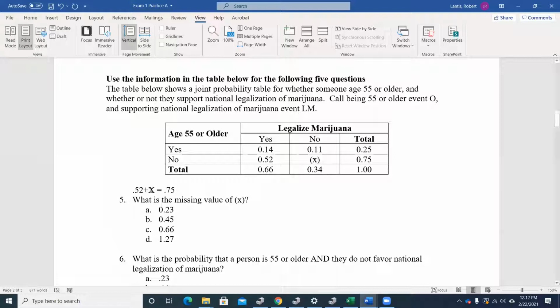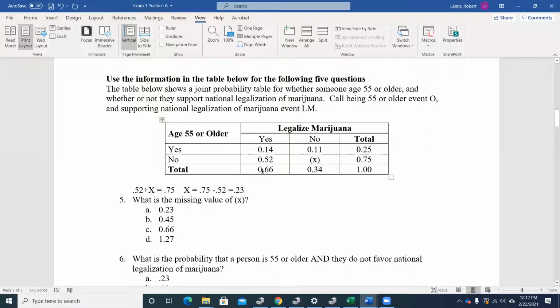Now from here, just a little bit of algebra. Subtract 0.52 from each side so that X is equal to 0.75 minus 0.52, giving us that 0.23 value. So X there would be 0.23. Any questions on that?